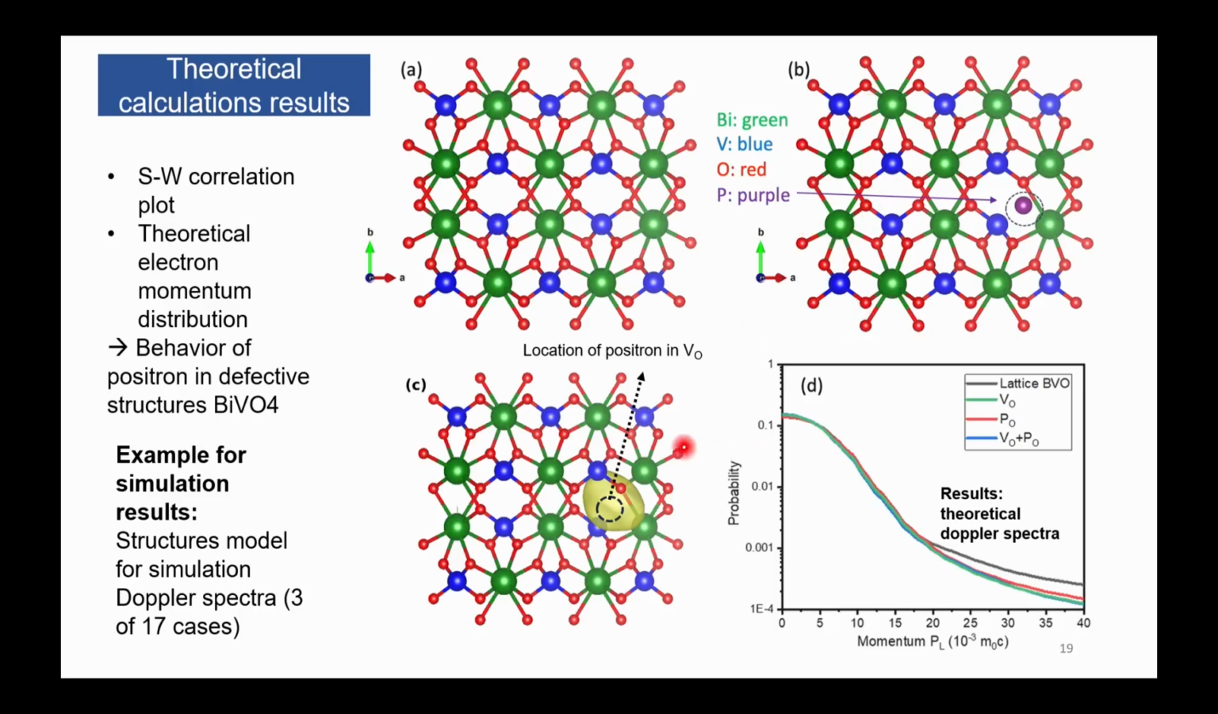And an illustration of positron inside material looks like this. It's in the yellow. This is the location of positron in the mono vacancy of red. That means oxygen here. In theoretical, it will look like this. And the final result, we can get the theoretical Doppler spectra.